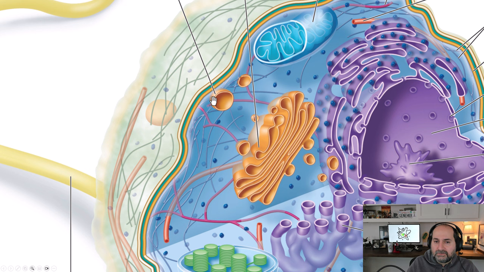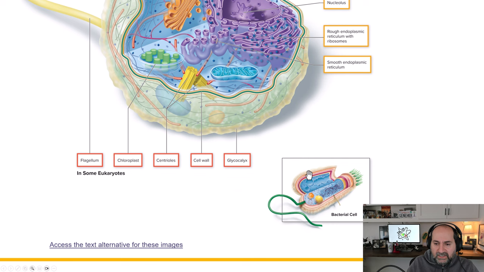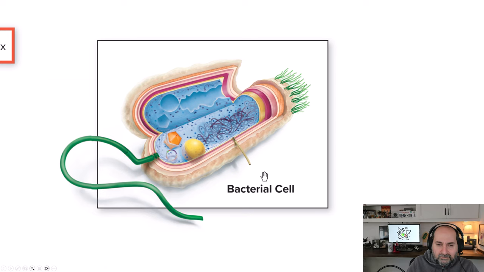Okay, so look at how many membrane-bound organelles there are inside of the cell, and compare that to a prokaryotic cell, a bacterial cell over here. Notice that the bacterial cell is far simpler. It's far smaller.